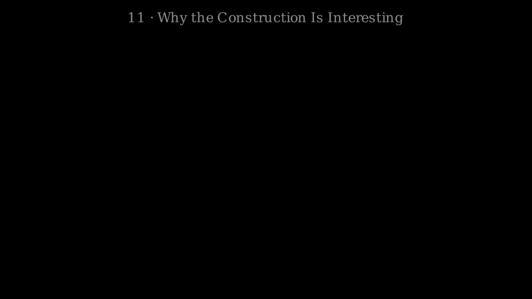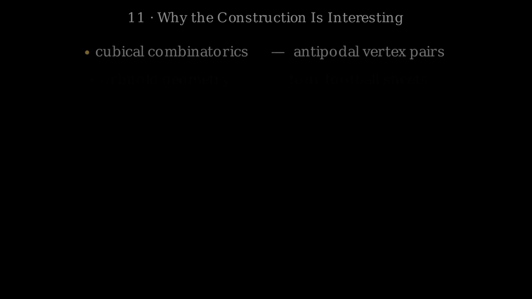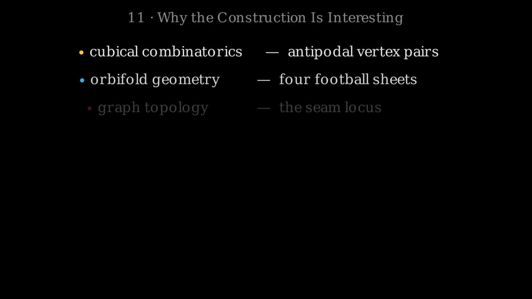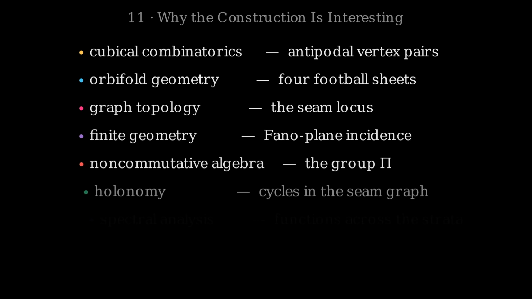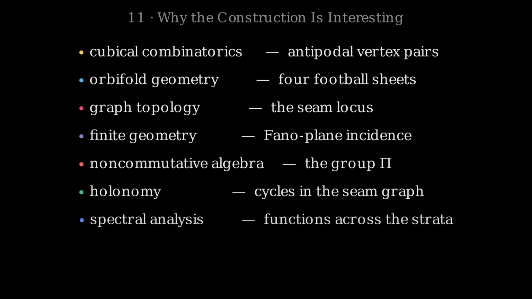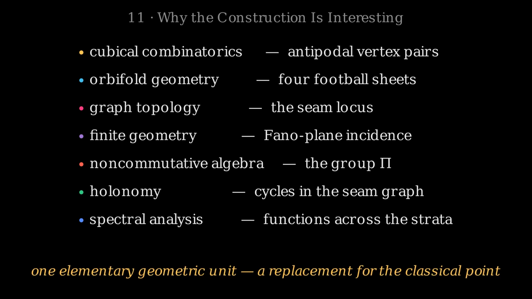The Fano Seed brings several kinds of mathematics into a single finite object. It combines cubical combinatorics through antipodal vertex pairs, orbifold geometry through the 4 football sheets, graph topology through the seam locus, finite geometry through Fano plane incidence, non-commutative algebra through the group pi, holonomy through cycles in the seam graph, and spectral analysis through functions propagating across the glued strata. The significance of the construction is not that these subjects have never interacted before. They have. The new proposal is that they should be packaged into one elementary geometric unit and treated as a replacement for the classical point.